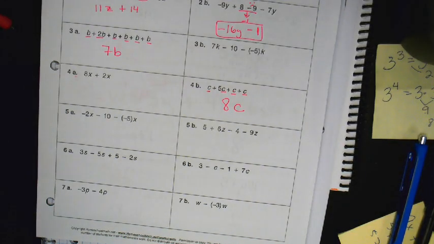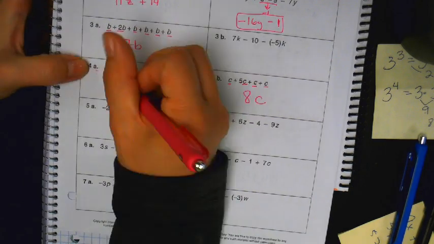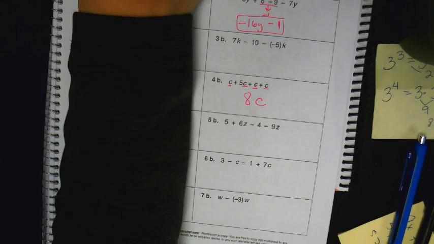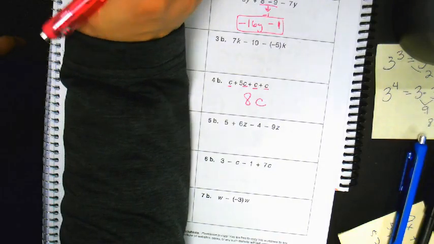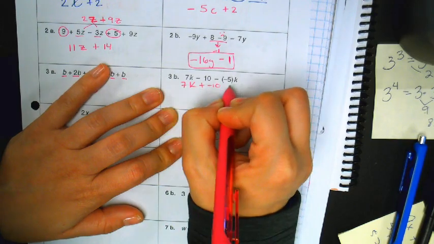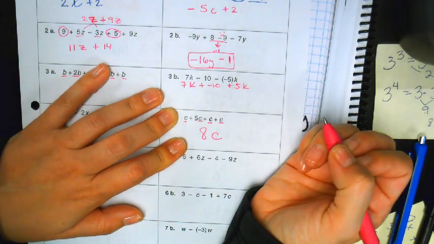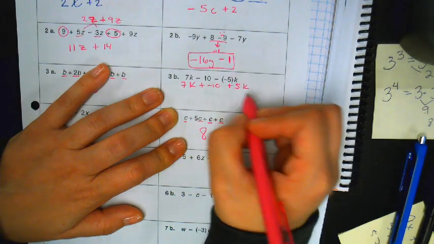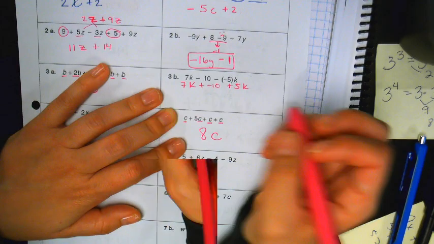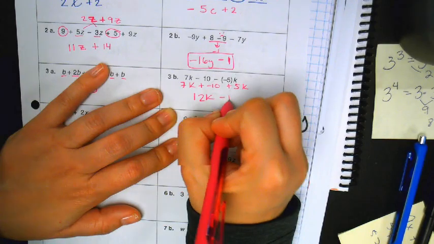What about 4A? 4A is another one that should be 10x. Did you get 4A or 4B correct on your own? Do 4A and 4B on your own on the front side. Those should be fairly straightforward. For 3B, I would rewrite everything to add the opposite. Then I end up with 12k minus 10.